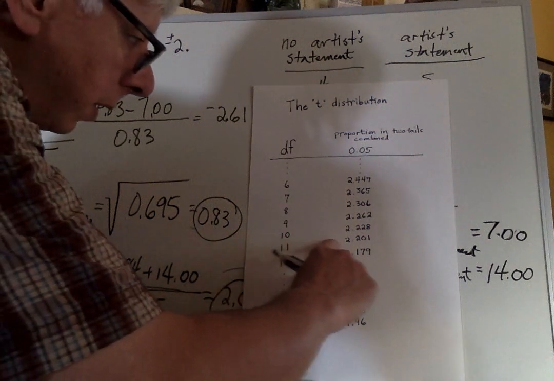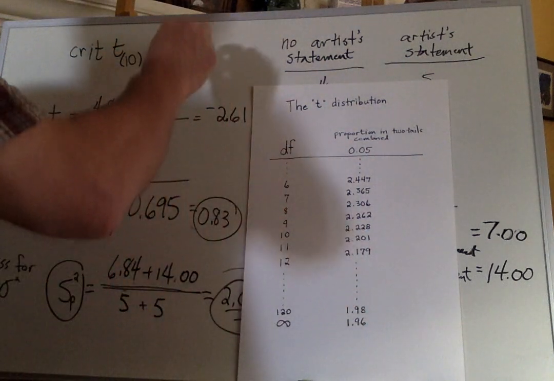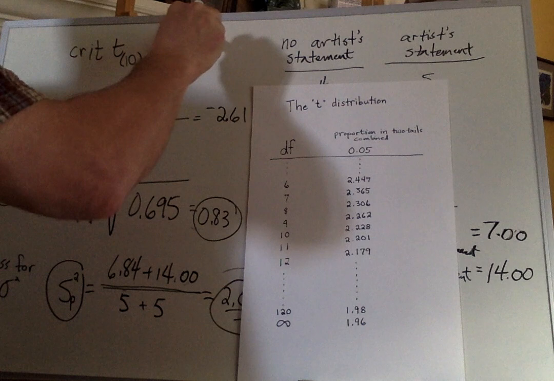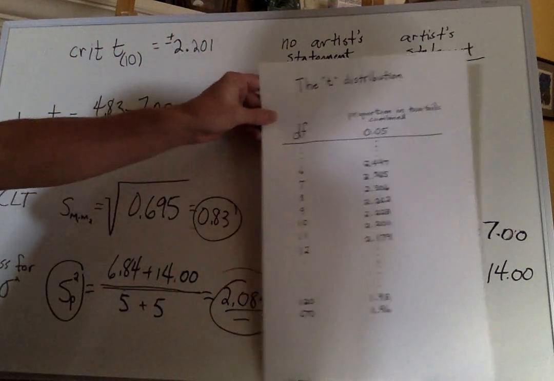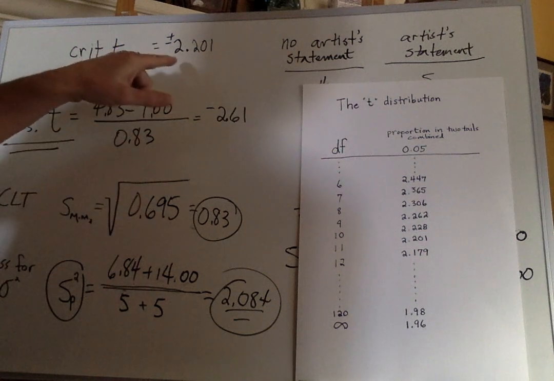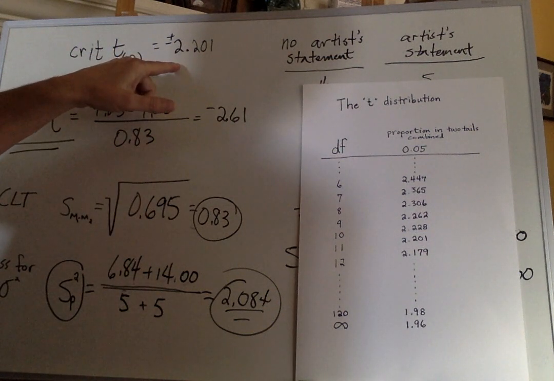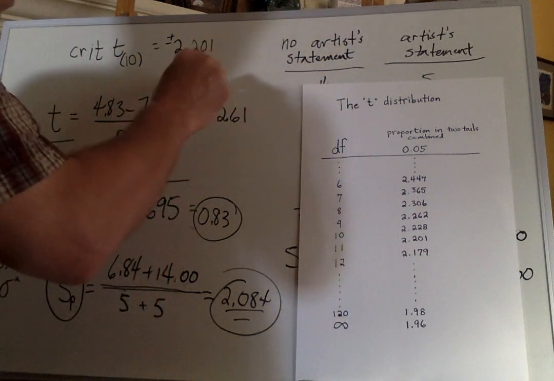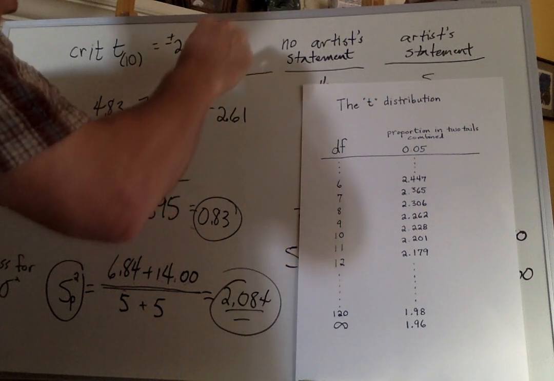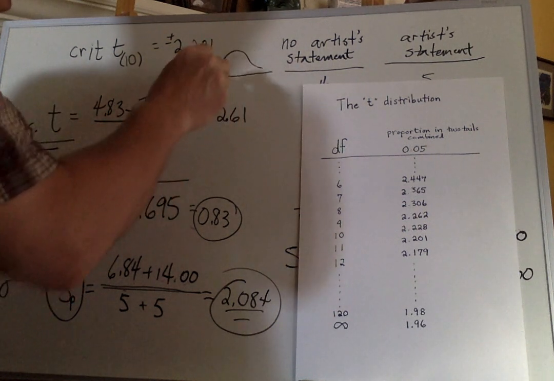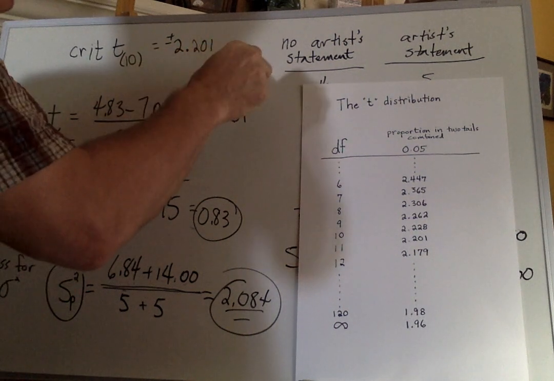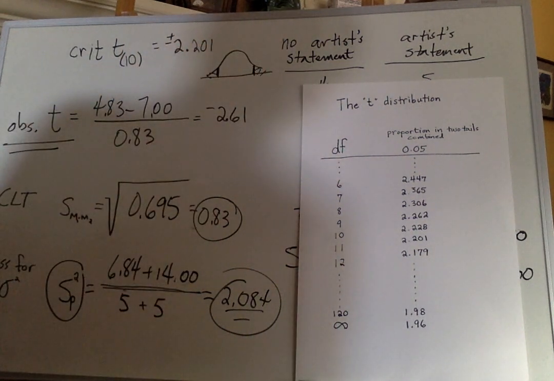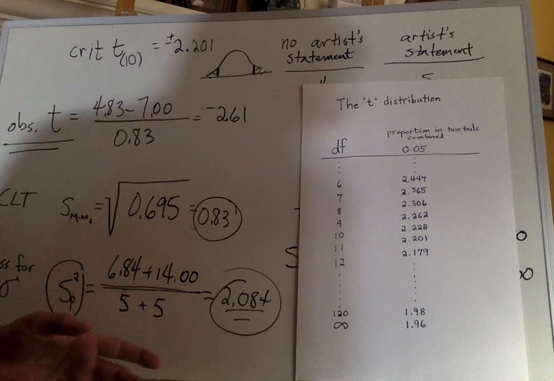I'm going to go over to the critical value. Critical value 2.201. I knew it was going to be 2 something. All right? Let's remember what this is. What this is it represents on our curve, okay? This number cuts off the extreme 5%. Alpha level, 5%.